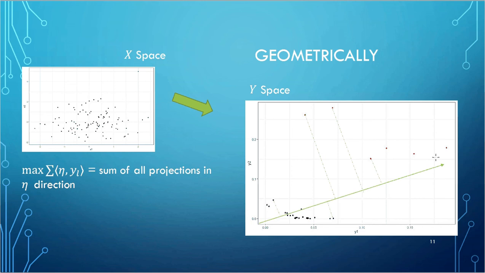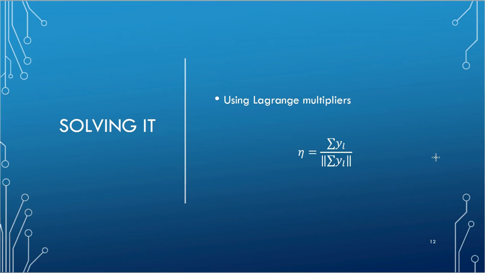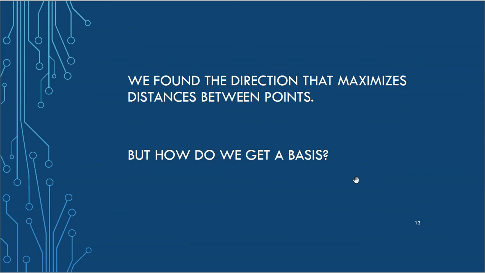So that's the transition space, the Y space. We can solve it using Lagrange multipliers. When we solve it, we get this expression for eta: eta is the sum of all the y vectors divided by the length of that sum. So that's good. We found the direction that maximizes the distance between points, the eta.